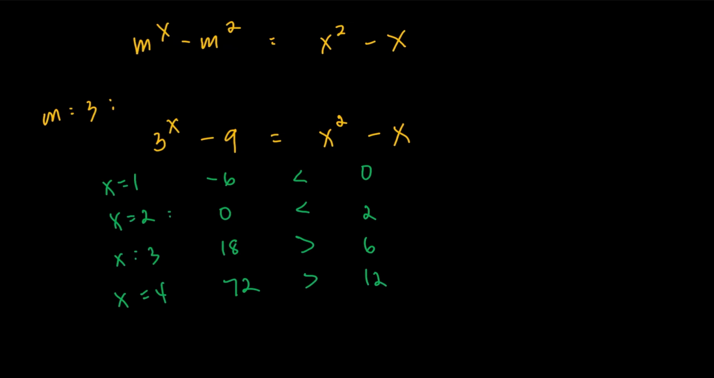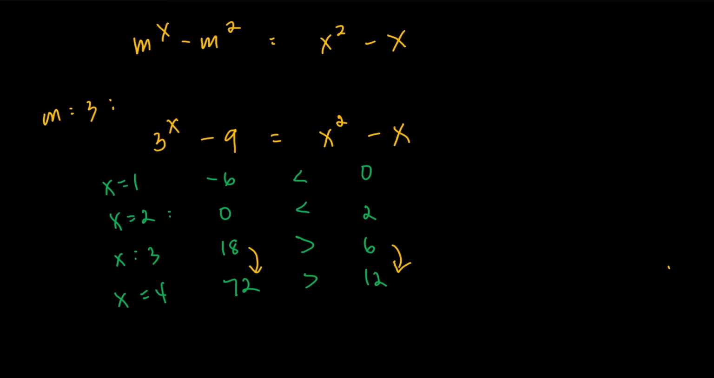Because the exponential function grows faster, you could prove this via induction, or just use this logic: at m equals 3, x equals 3 is where the left-hand side overtakes the right-hand side. So there's not going to be a possible solution for m equals 3. And that's something interesting, because maybe it's going to be true for all the other possible values as well.